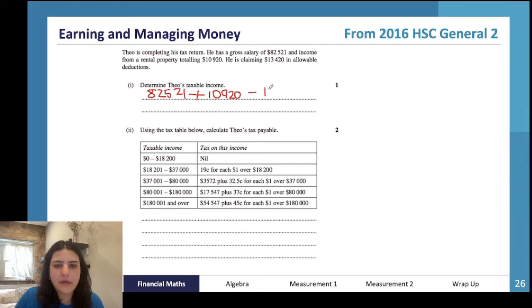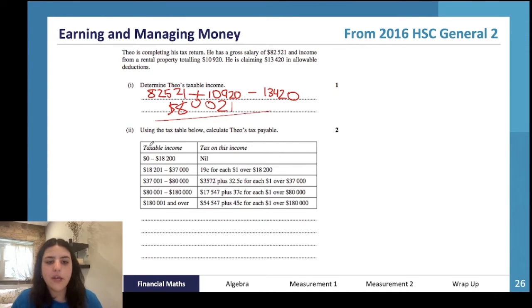And he's claiming $13,420 in allowable deductions. So we're doing his gross income from his job plus the income from the rental property minus his allowable deductions. So 82,521 plus 10,920 minus 13,420. And that gives me $80,021.